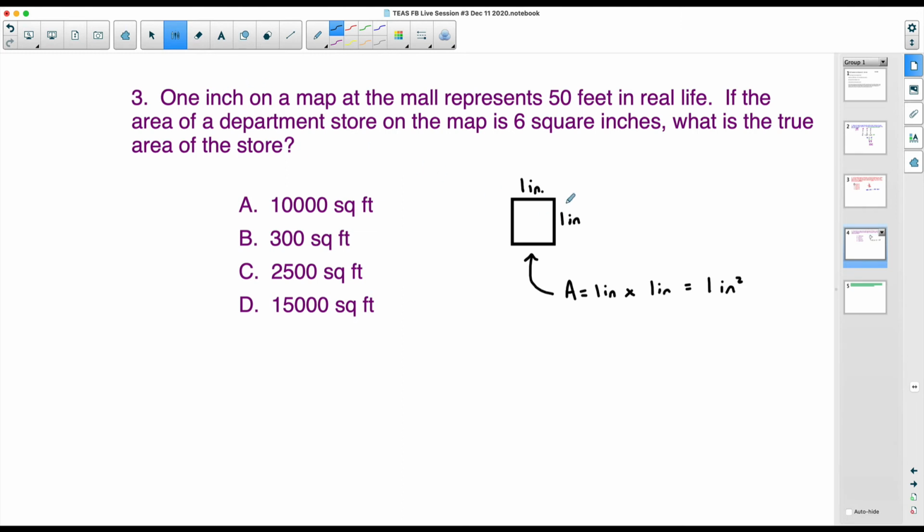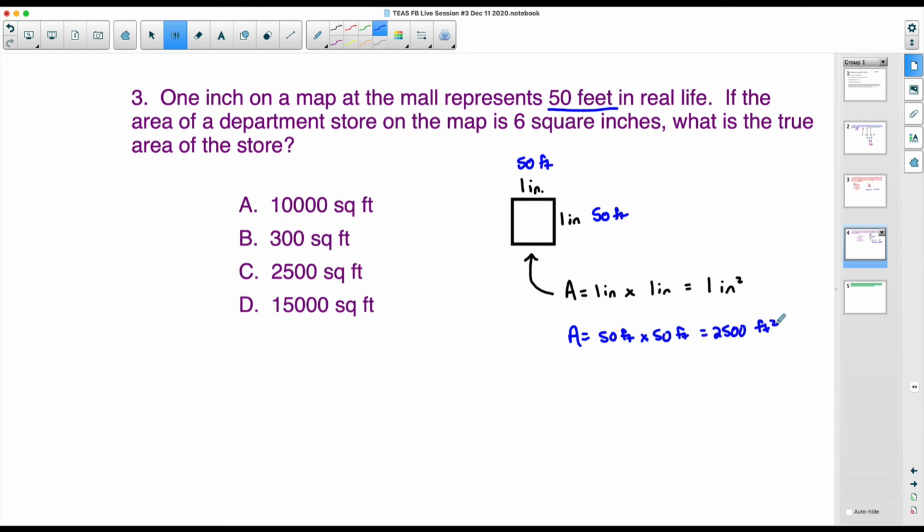That's 1 inch on a map. But what does that actually represent in real life? This 1 inch on the map actually represents 50 feet in real life. So that 1 inch on the map is 50 feet in real life. So therefore, this would be 50 feet by 50 feet. Let's find the area now in square feet. So we would take 50 feet times 50 feet, and we do get 2,500 square feet.